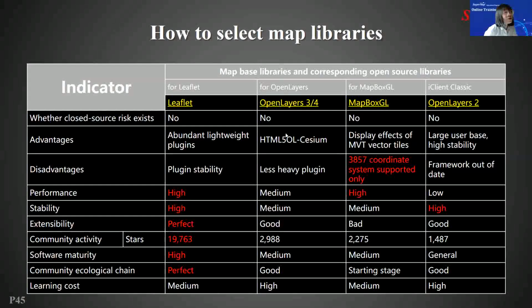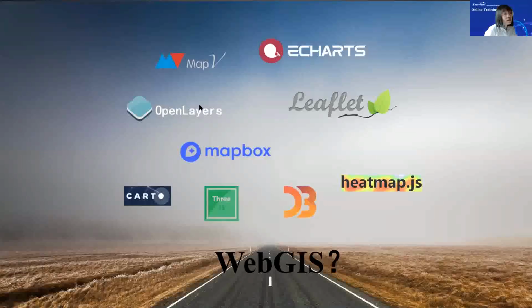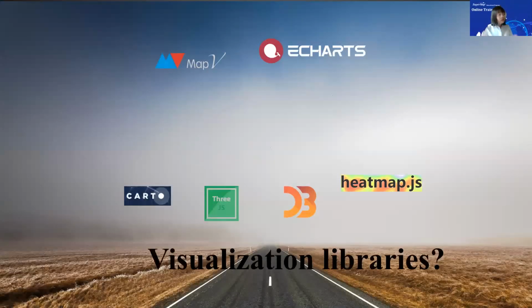I usually use OpenLayers and Leaflet. And besides the basic map libraries that we talked about, we also support diverse visualization libraries like Mapv, eCharts, D3, Three.js, Heatmap.js, that can help us make our map more beautiful, dynamic, and more interactive.